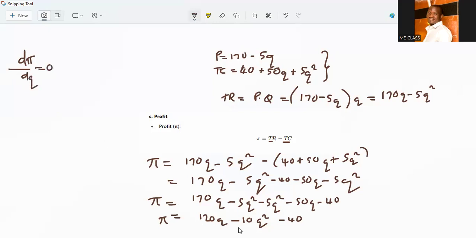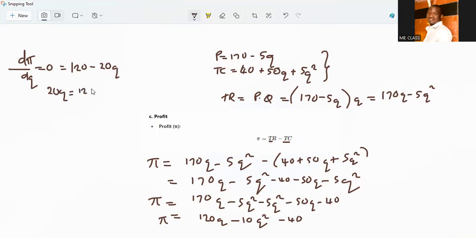So when you differentiate this one here, what is our 120Q? It is 120. What is our 10Q squared? It is 20Q. What is our minus 40? It's a constant, it drops out. So when this one comes inside, we're going to have 20Q is equal to 120.